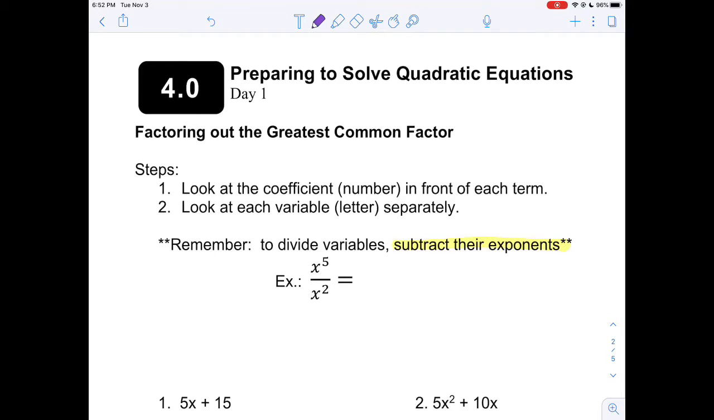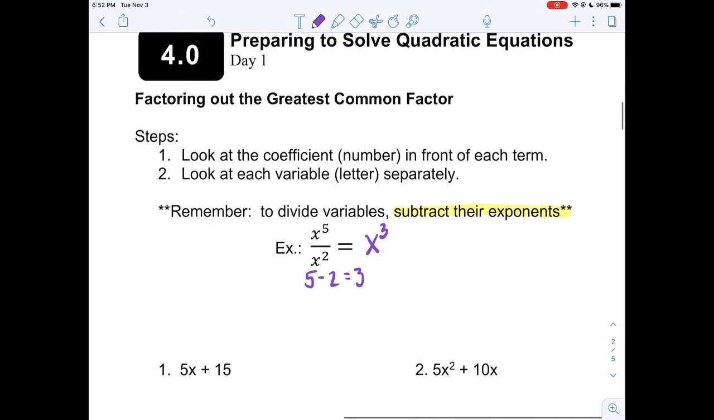So let's look at a quick example here. If we have x to the 5th power divided by x to the 2nd power, subtracting the exponents, we have 5 minus 2, and that's equal to 3. So we get x to the 3rd power. So let's keep that in mind as we go through these.